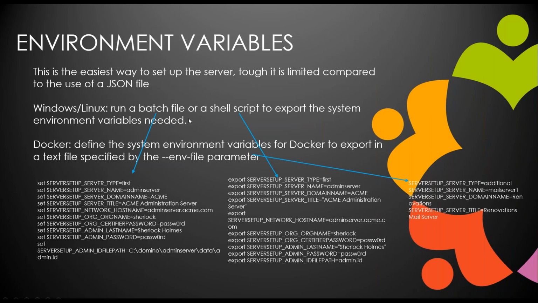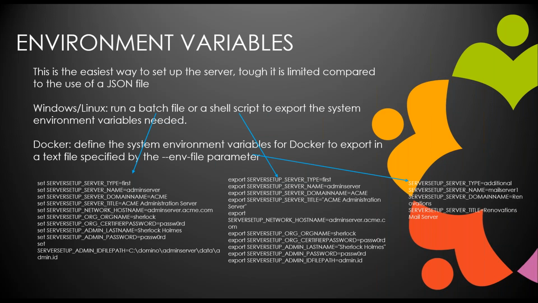Now, the environment variables. As I said, it's the easiest way to set up a server, though it's limited compared to the JSON file. So in Windows or Linux, you run a batch file or a shell script, as I pointed out here, to export the system variables needed. And those that I listed in the slides are the minimum, just 12 lines or something like that.